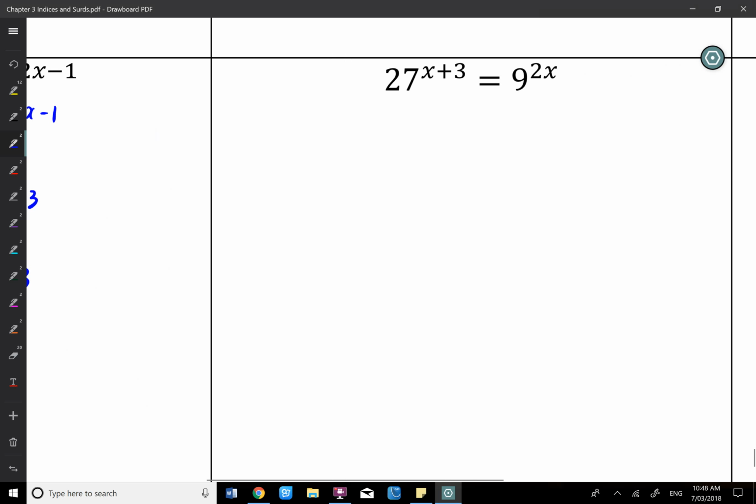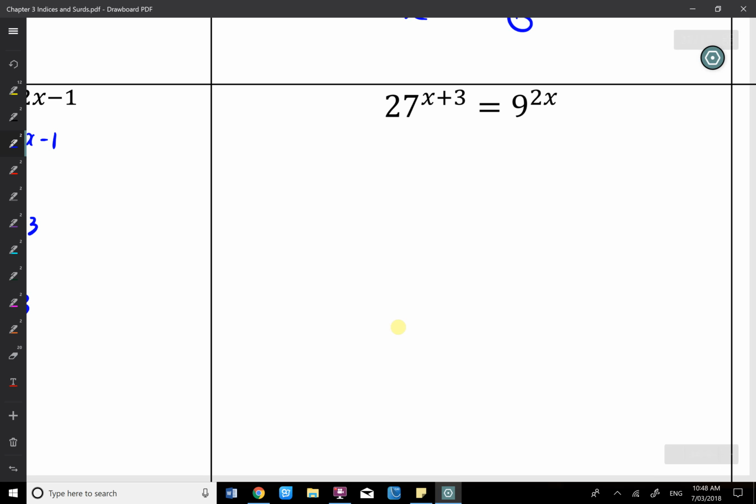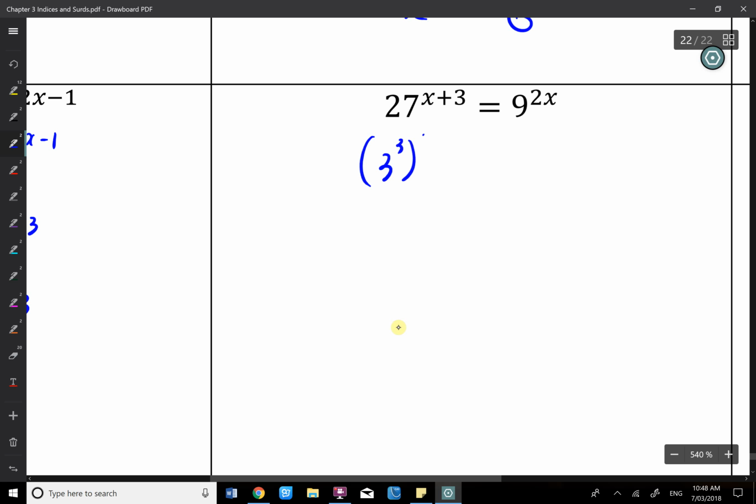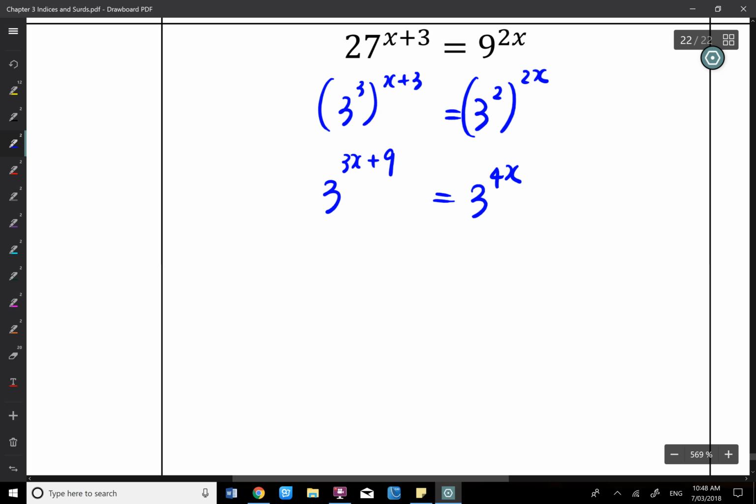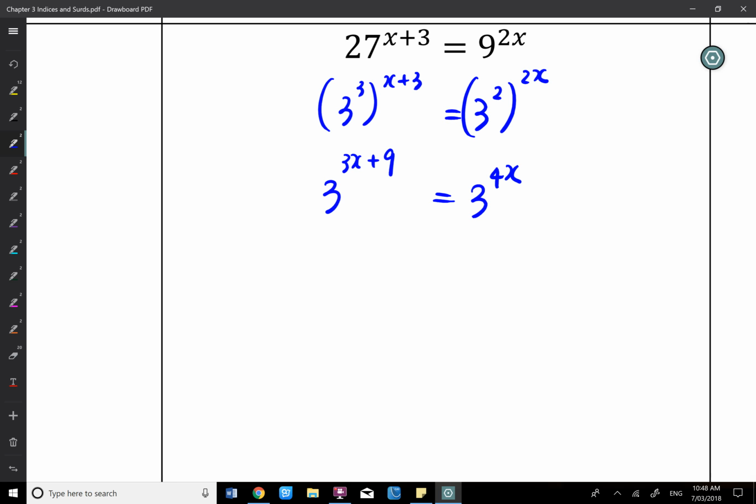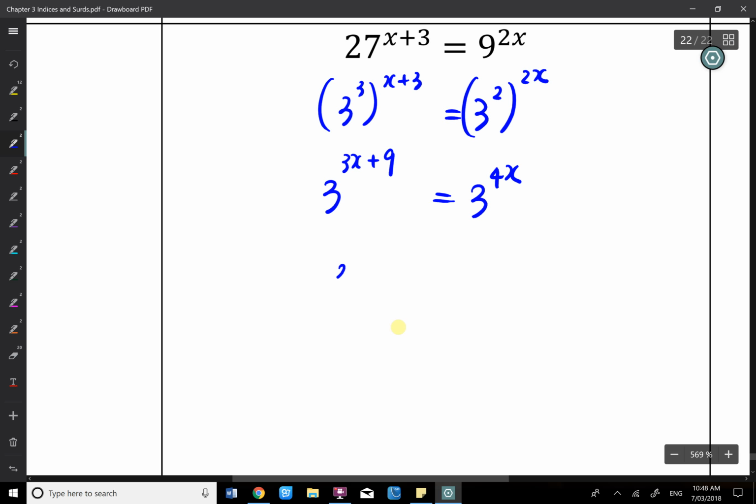Okay, next one. 27 and 9, very obvious. 3 will be the good number. So that's 3 to the power of 3 and 3 to the power of 2 and then to the power of 2x. That's 3 to the power of 3x plus 9 and that's 3 to the power of 4x. Multiply the powers together. Remember to multiply the constant as well, because the 3 will multiply x and also 3. So 3x plus 9 equals 4x. So x equals 9.